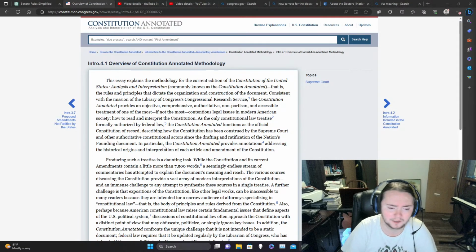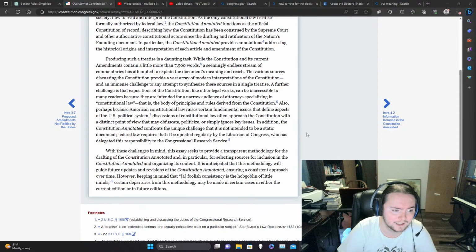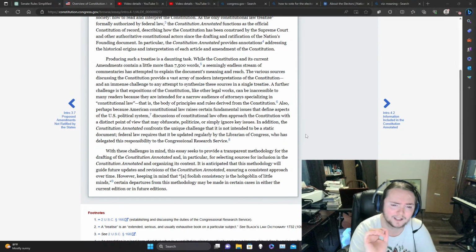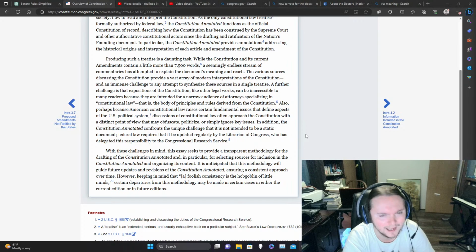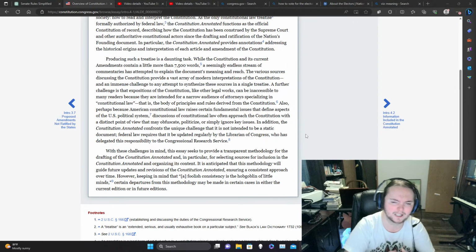In particular, the Constitution Annotated provides annotations addressing the historical origins and interpretation of each article and amendment of the Constitution. Producing such a treatise is a daunting task. While the Constitution and its current amendments contain a little more than 7,500 words, a seemingly endless stream of commentaries has attempted to explain the document's meaning and reach. The various sources discussing the Constitution provide a vast array of modern interpretations of the Constitution and an immense challenge to any attempt to synthesize these sources in a single treatise.